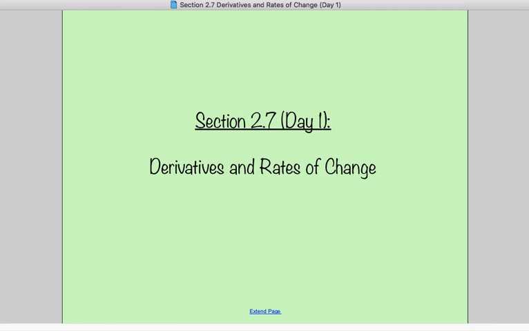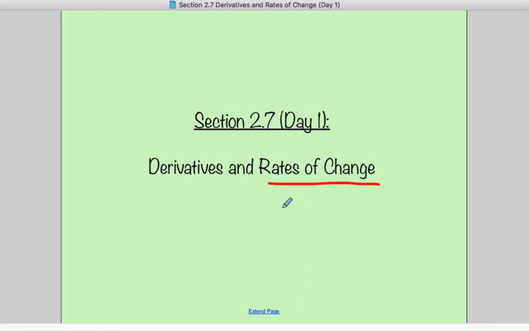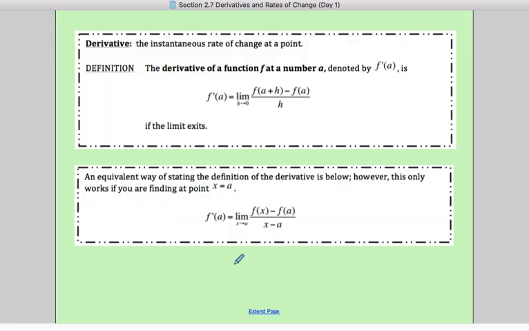So far you guys should already know what rate of change is, and that is slope. Okay, so we are going to learn about derivatives, which is a very large part of calculus. What is a derivative? A derivative is the instantaneous rate of change at a point.